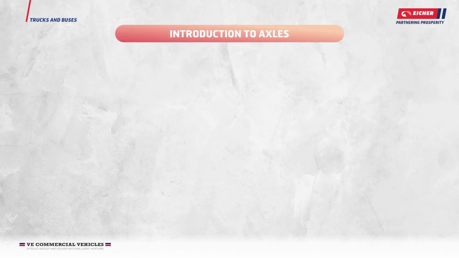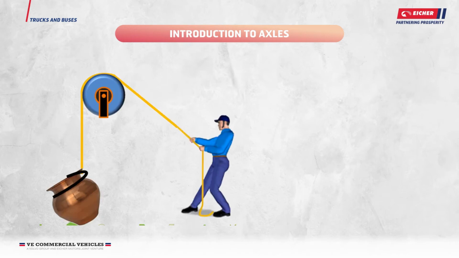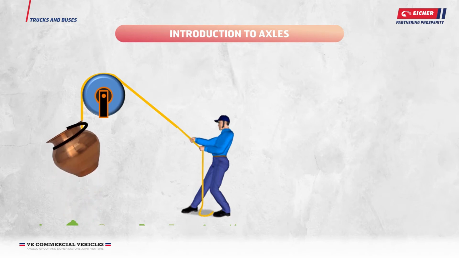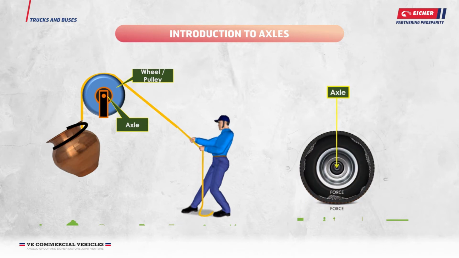Introduction to axles. What do we mean by an axle? Imagine a wheel without an axis for rotation. In old days, people used to fetch water from the well using the pulley. Can you tell me where is the axle? The center point where the pulley is hinged is the axis or the axle. In automobiles, we use axles for the wheels to rotate. The engine power is transmitted to the wheels using the axles.